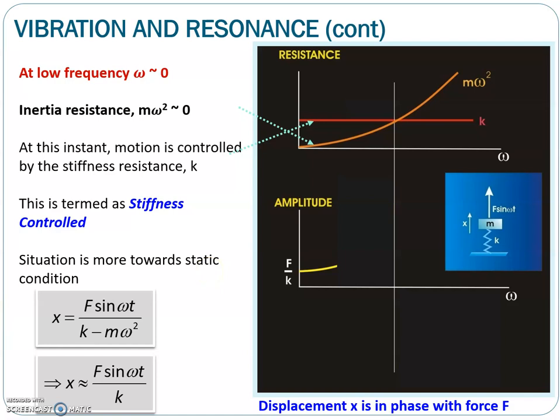Let us now look at when the amplitude x is plotted over the increasing omega. At low frequency, when omega almost equals 0, the inertial resistance is almost 0. The displacement equation is reduced to as follows. At this instant, the motion is controlled by the stiffness resistance k and is termed the stiffness control condition. This situation is more towards static conditions, and in this case, the displacement x is in phase, or in the same direction, with the force F.